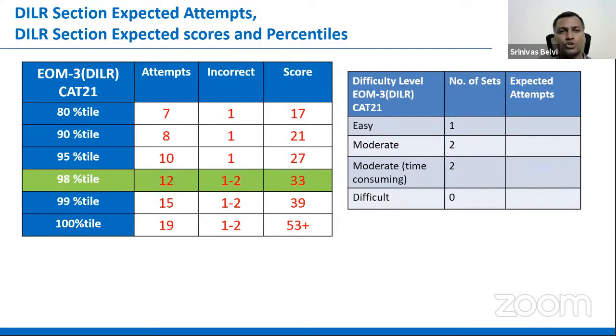You can handle the questions within the set, maybe 1 or 2 of them there, go to the next set, handle another 2, maintain a great accuracy. There are multiple ways to get the same score, 17, to make a cut into this 80 percentile, right? 90 percentile, about 21 marks, not really a big deal.